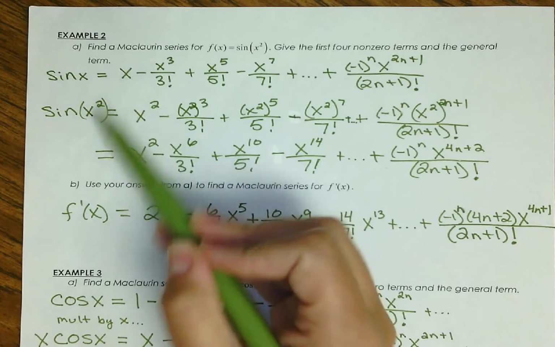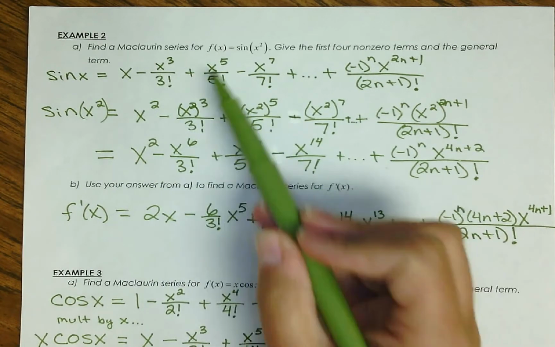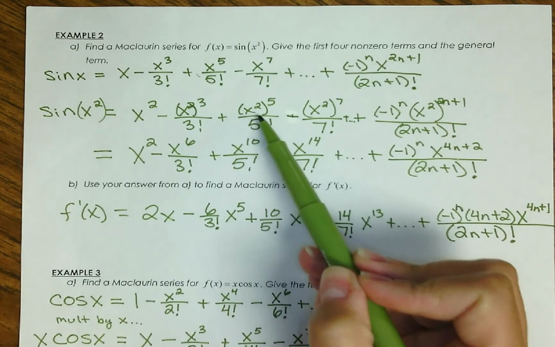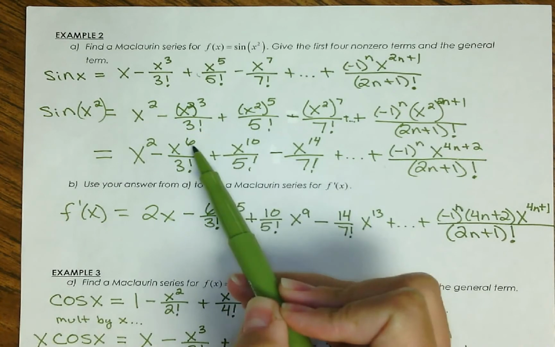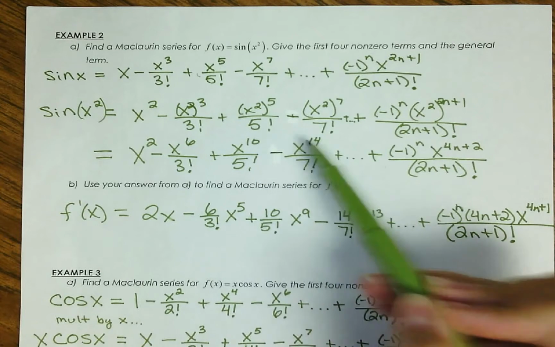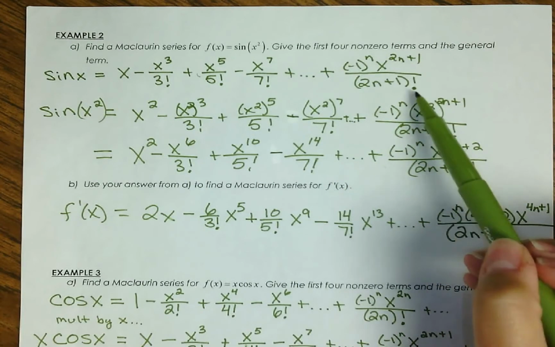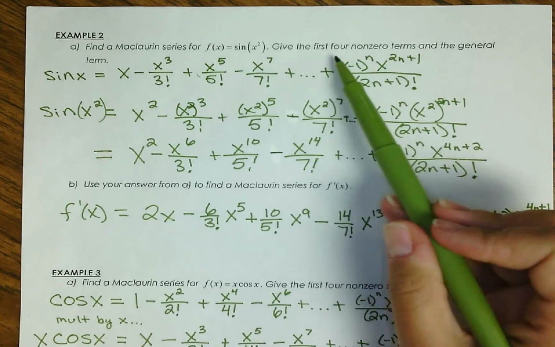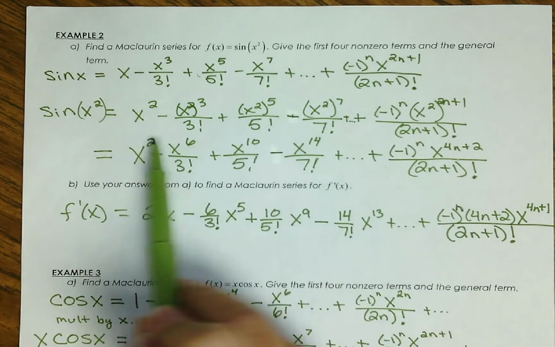So this is an x, you're replacing it with an x squared. This is an x, you replace it with an x squared. This is an x, you replace it with an x squared, okay? And then you're just going to apply those exponent rules. So inside, outside, multiply, so the exponent now is a 10, and so on and so forth. You're still going to have to apply that to the general term as well. So it said give the first four non-zero terms. So 1, 2, 3, 4. Those are the first four non-zero terms.